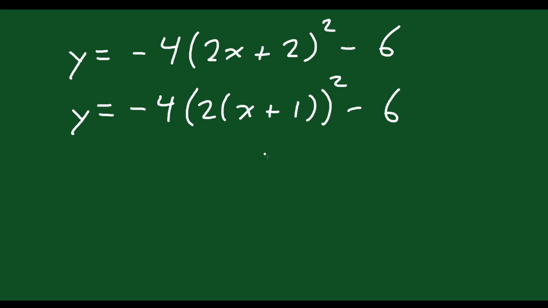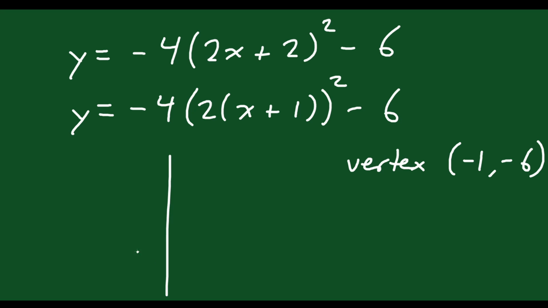Okay. So with all this information, we can find the vertex. Goes 1 to the left, down 6, so your vertex is going to be at the point negative 1, negative 6. Get that right from there. So if we're going to graph this, you could say negative 1, negative 6, there's your vertex.